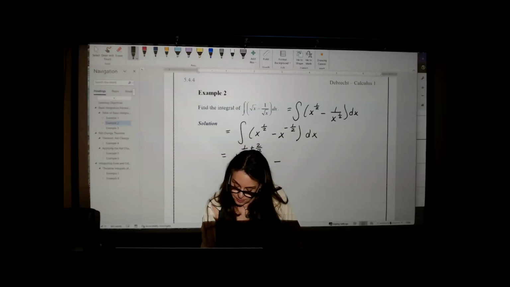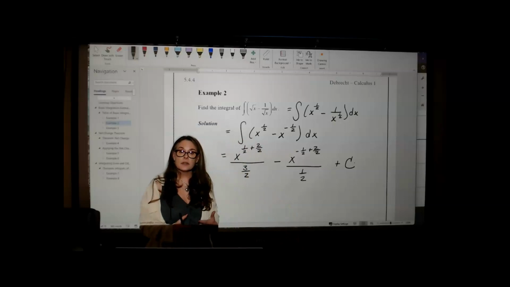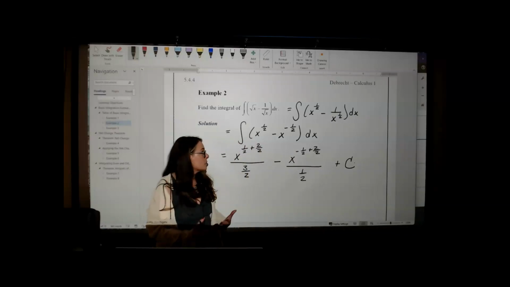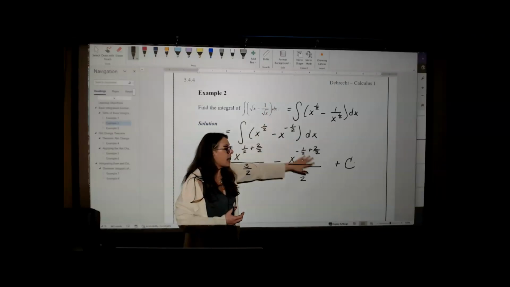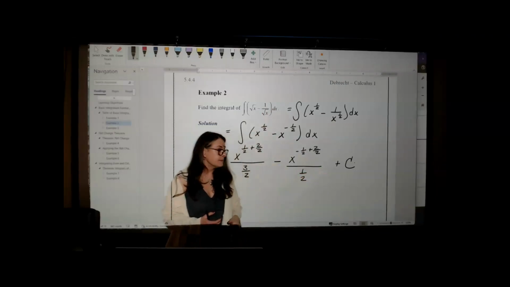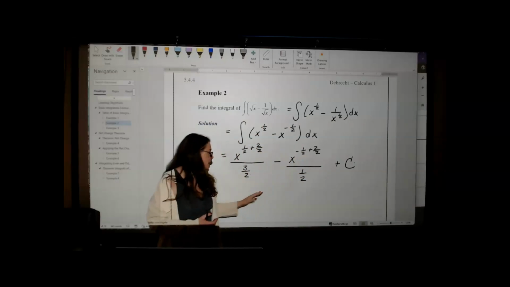The second term becomes minus x to the minus 1/2, again, plus 1 in fraction form, and dividing by the new power. Don't forget, you have to add the constant of integration because this one is an indefinite integral. You need to end back up with the variable x, and we have to have a plus c. Now I'm going to go ahead and clean this up and rewrite it.